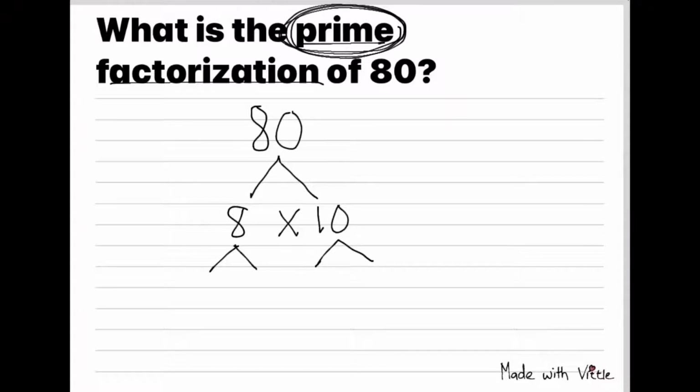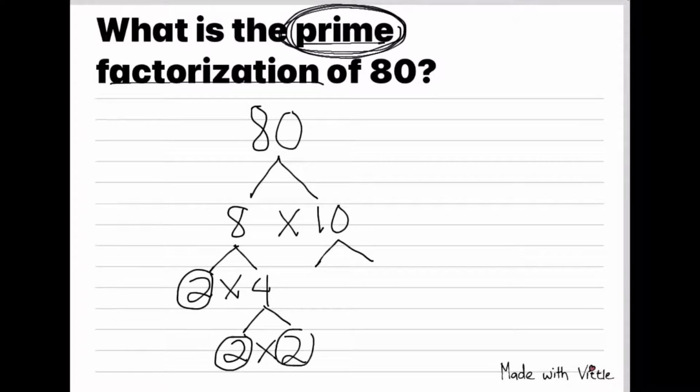So let's go over 8. What are the two numbers we can multiply to get 8? That's going to be 2 times 4. One of them is already a prime, so you circle the prime. The 4 is not, so continue your factor tree for that, which is going to be 2 times 2. Are these two numbers prime? Yes. So we're done with factoring out that 8.